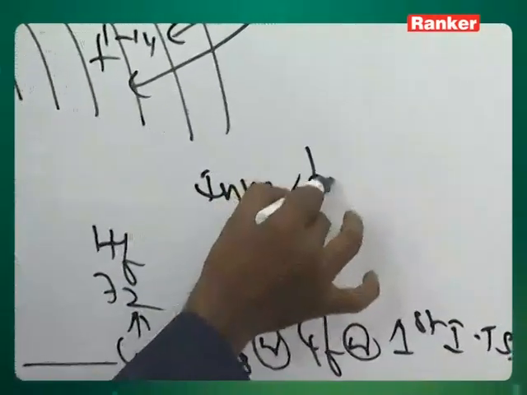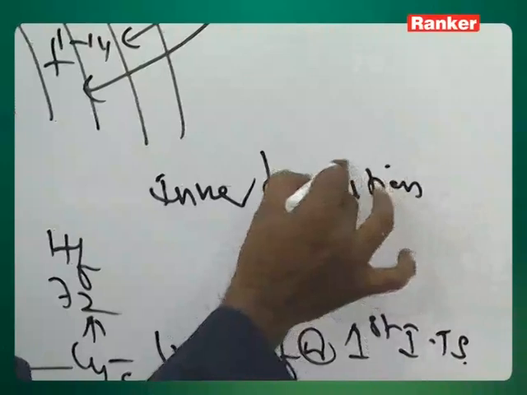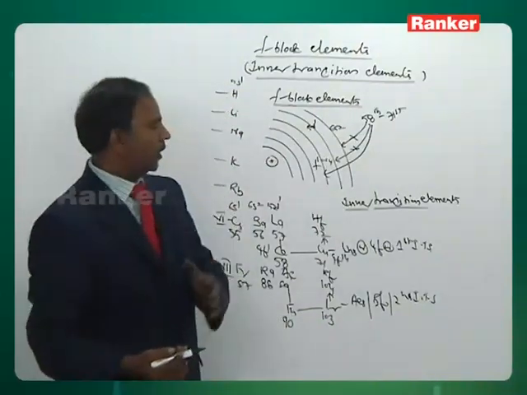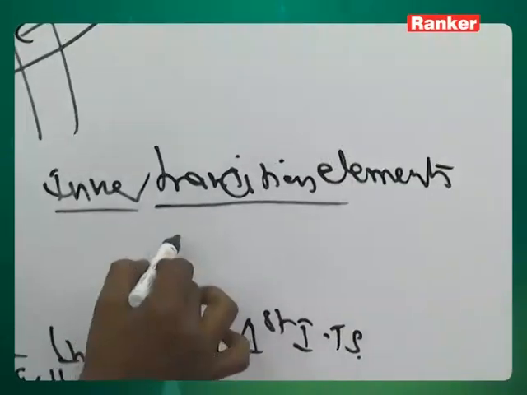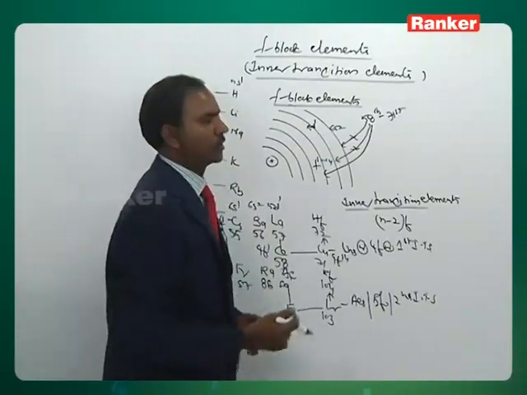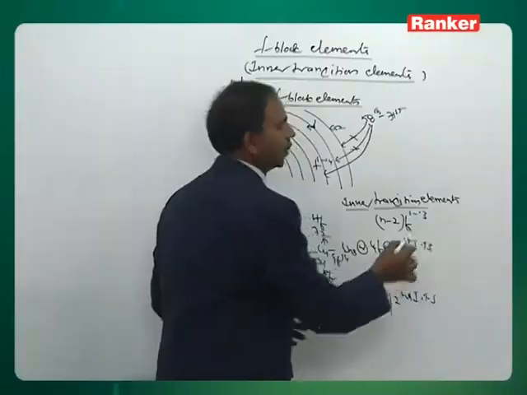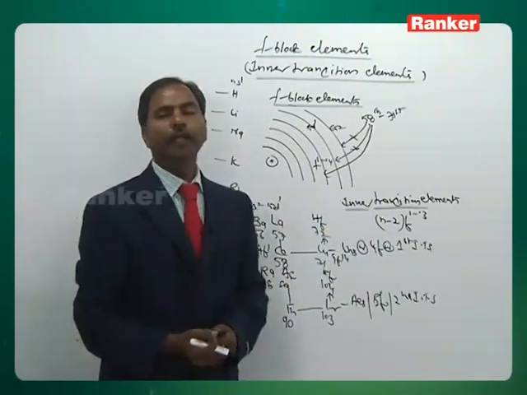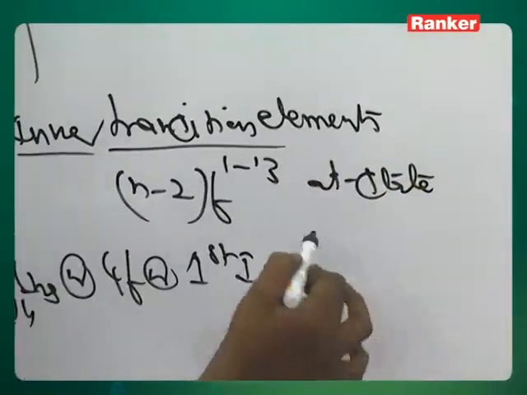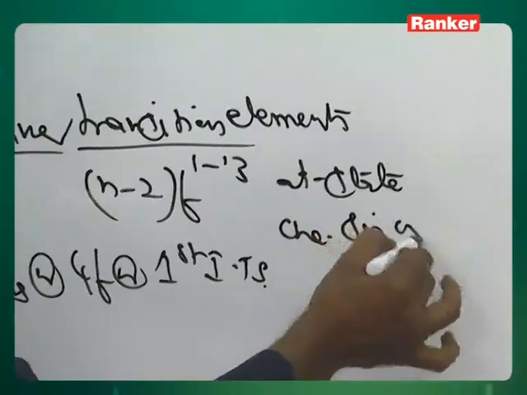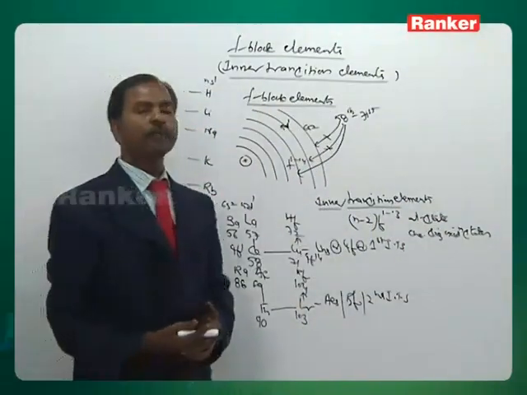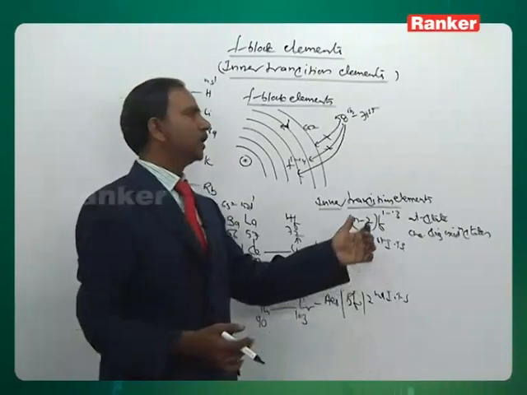Inner transition elements. Now, the elements which are carrying incompletely filled n-2 f orbitals, let me say 1 to 13, either in their atomic state or in their chemically significant oxidation states.